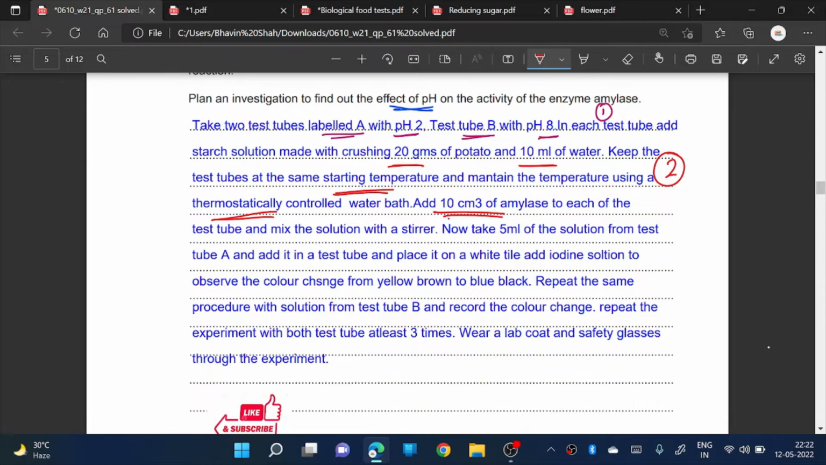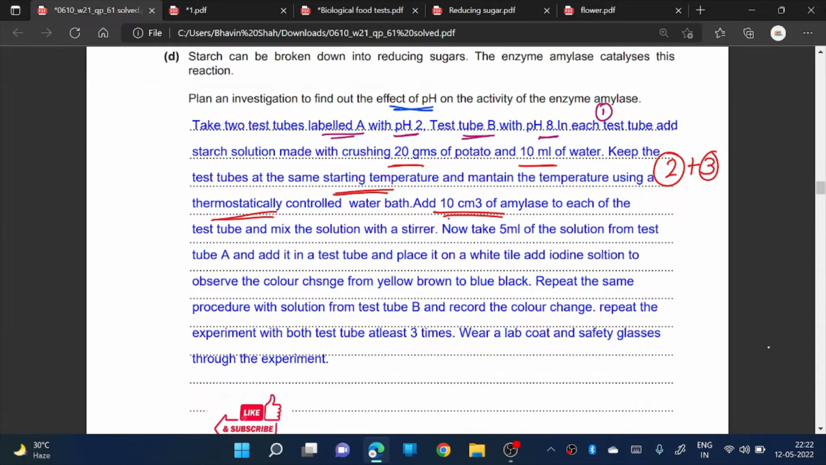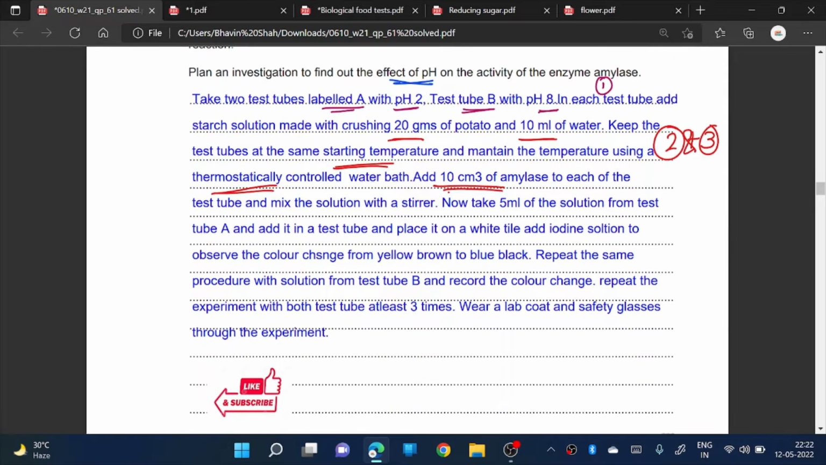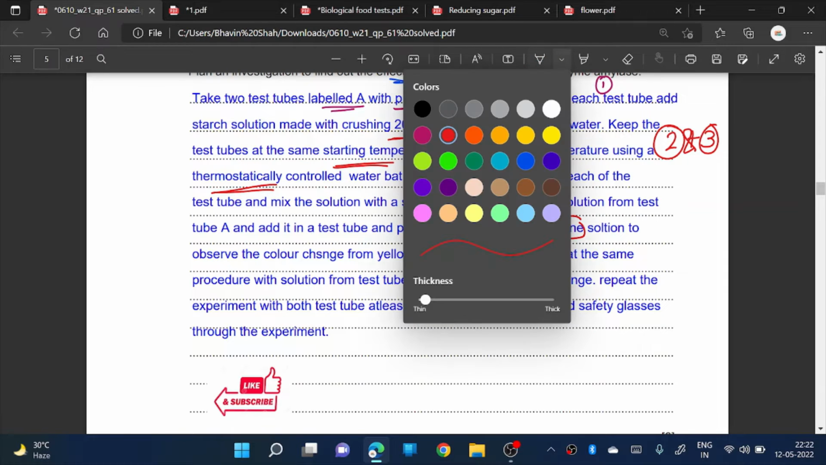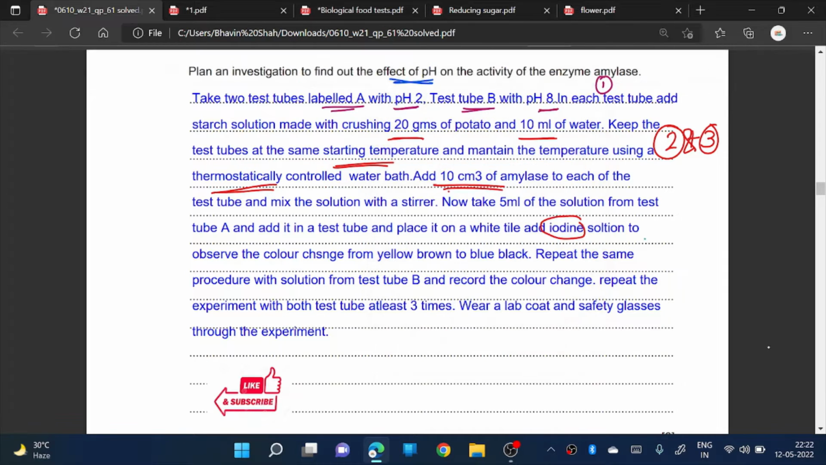So 2 plus 1, so that's the second and the third mark. Okay, then we are moving ahead. Using an appropriate reagent. So here we are going to use what is called the iodine solution. So the iodine solution name is going to carry the third mark. So this is your third mark.